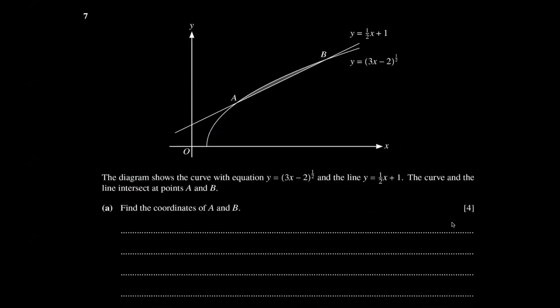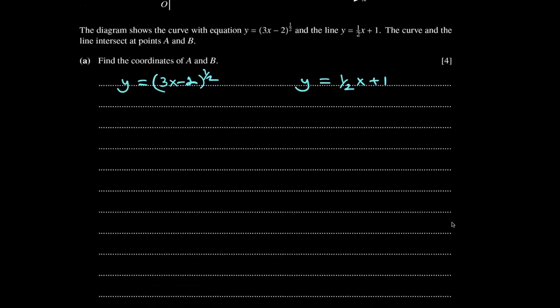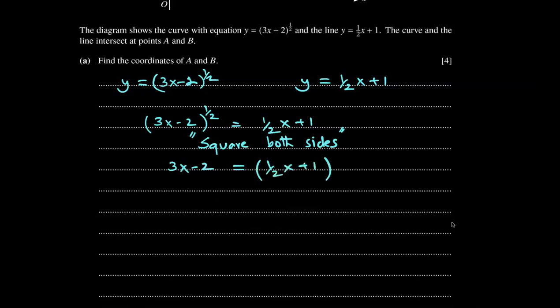So first of all, let's write the equation of the curve. That is (3x minus 2) raised to the power of half. And then there is the line y equals half x plus 1. What we can do is equate (3x minus 2) raised to the power of half to half x plus 1. Let's square both sides in order to make the equation solution possible. So this is 3x minus 2 equals (half x plus 1) whole squared. This simplifies to 1/4 x squared, and this is 2 into half x into 1, which is simply x, plus 1. This is 3x minus 2.